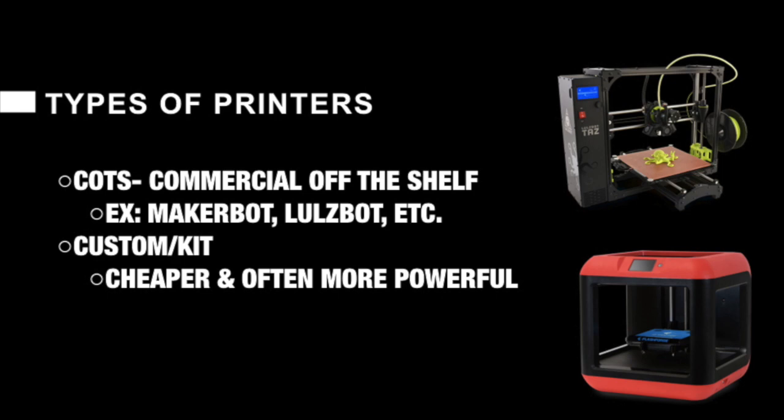There's COTS printers. Now COTS stands for Commercial Off the Shelf. Some examples of these are the common ones such as MakerBot, LulzBot, which you can see in the top right corner, and Monoprice, which you can see in the bottom right hand corner. And then you'll see that there's custom/kit. These ones are cheaper and often more powerful. We use a custom printer that we custom designed and fabricated so we're able to get more bang for our buck, as well as be able to print higher end filaments that require more heat to print.